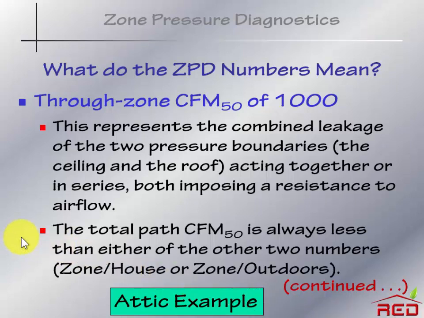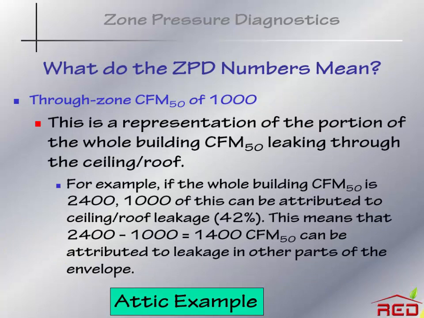Therefore, the total path CFM50 is always less than either of the other two numbers. And as we have already gone over, the total path number of 1,000 gives us the idea of the leakage through the top of the house. And there's an example here, 42%, which is portrayed in the red tool results.